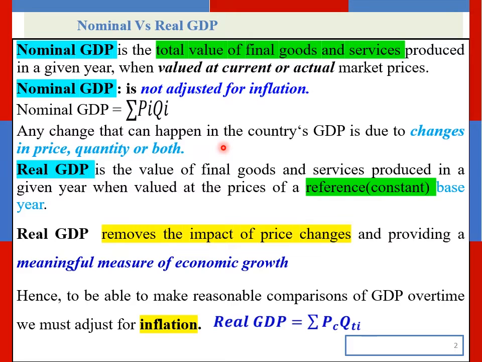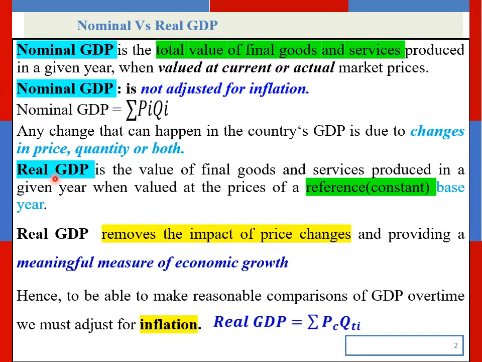Any change that happens in the economy's GDP is due to the change in price, quantity, or both. Therefore, the change in nominal GDP comes either from the price, or from the quantity, or from both of them.